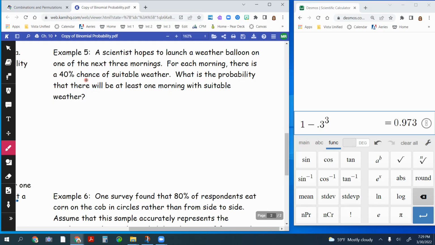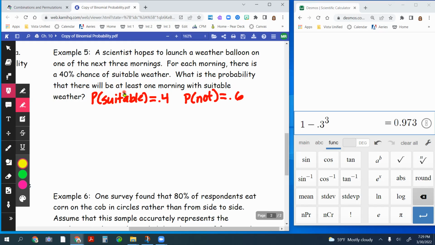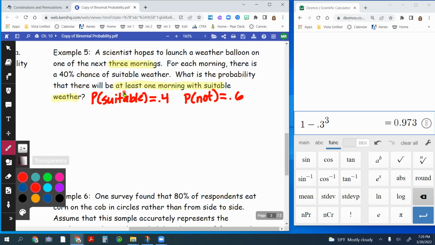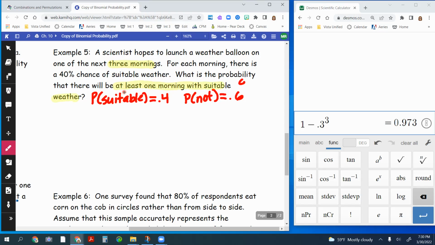For each morning, there is a 40% chance of suitable weather. So the probability of suitable weather is 0.4, which means the probability of not suitable weather is going to be 0.6. What is the probability that there will be, and this is where we have to pay attention, we were going to do 3 mornings. What's the probability of at least 1 morning with suitable weather? At least 1 morning means 1 morning or 2 mornings or 3 mornings.